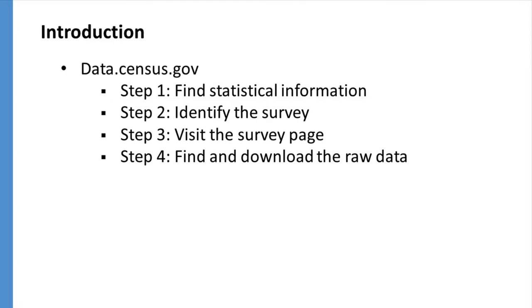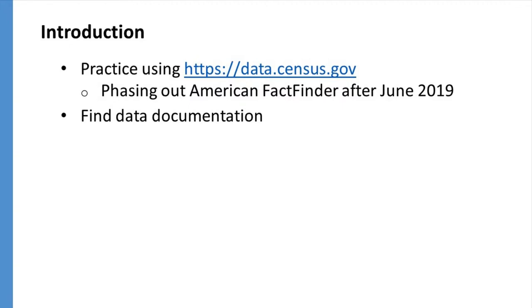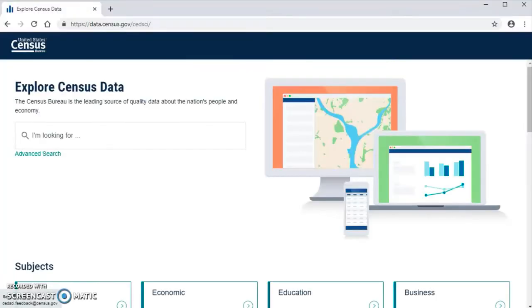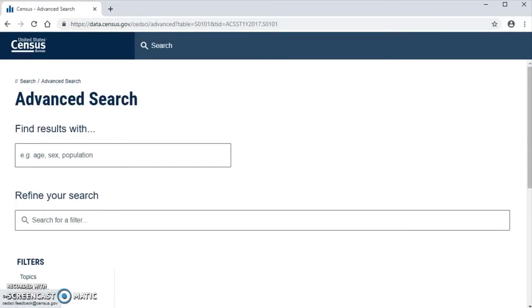I'm going to demonstrate each of these steps in this video. We're also going to discuss how to find related documentation that can help us understand the data we download. To begin, let's navigate to data.census.gov. Once the page loads, we can either type details about our topic into the search box or click on Advanced Search. Let's use the Advanced Search for this demonstration.